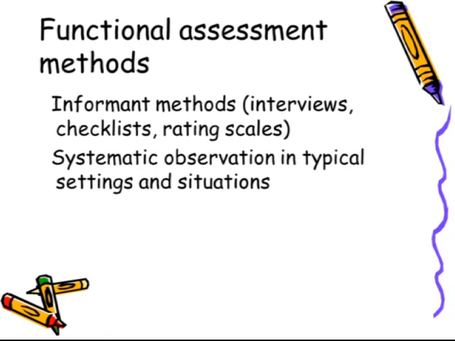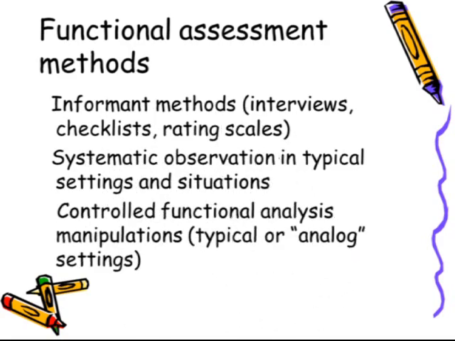Observations can be less formal or more formal. When we talk about systematic observations, we're talking about something that we've planned. There are different ways of getting the observational data. The book describes some different formats, and we're going to try some of these out in class as well. And then there's the functional analysis or manipulating things in the classroom. Again, we're not going to spend as much time on that because it's not something that you typically do in a school setting.